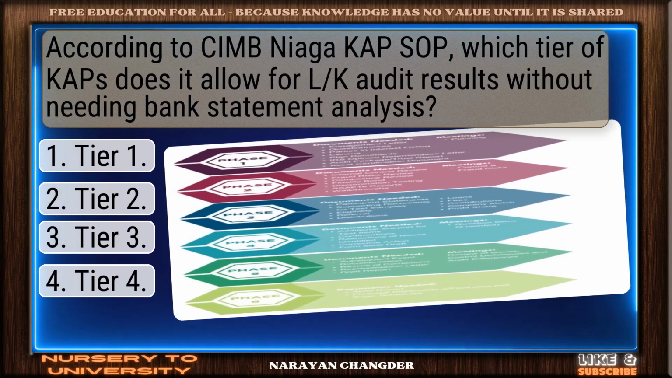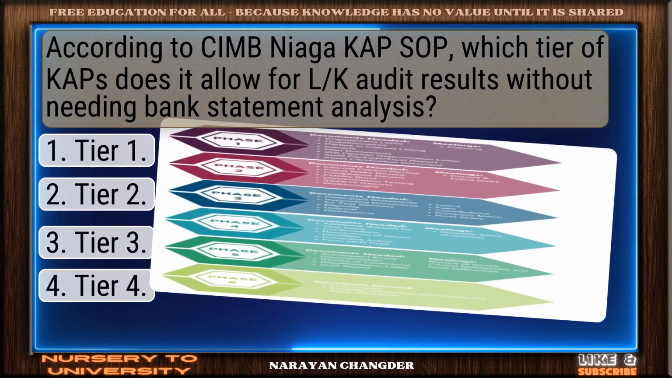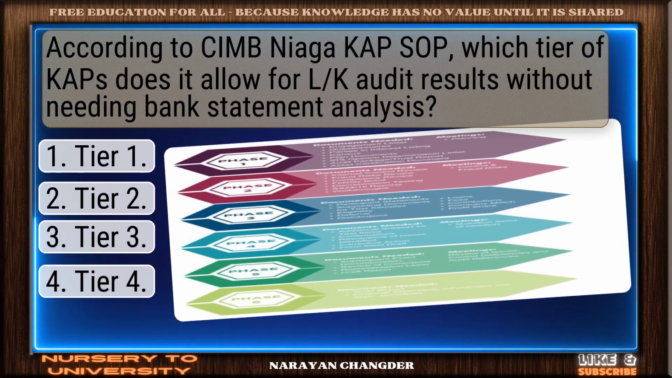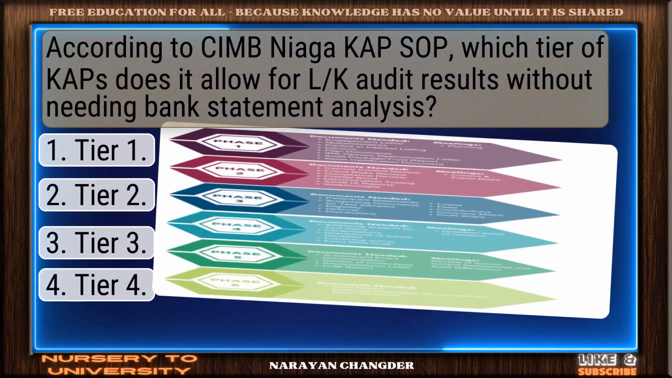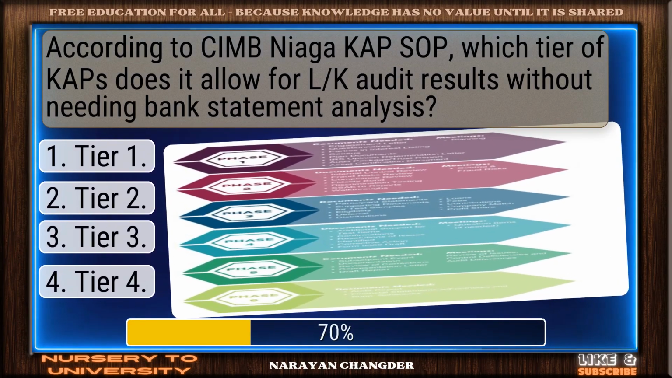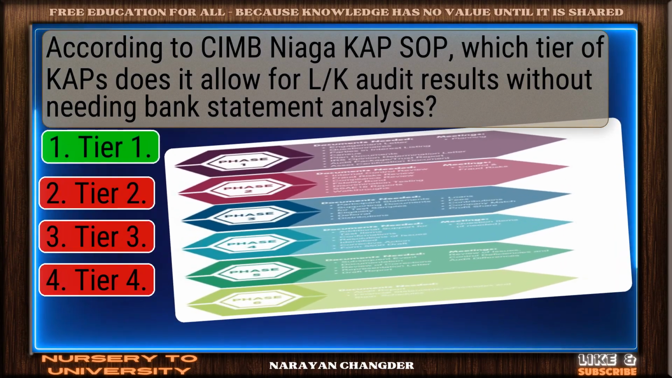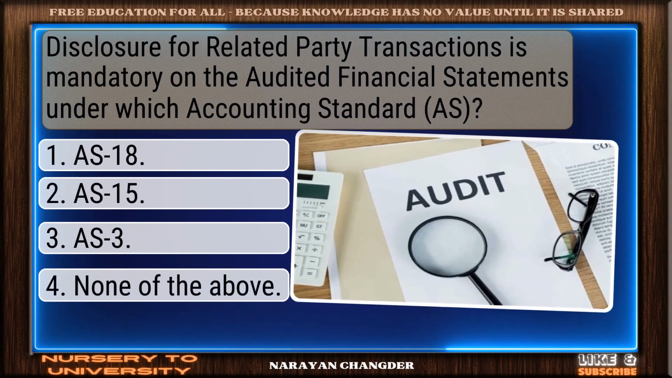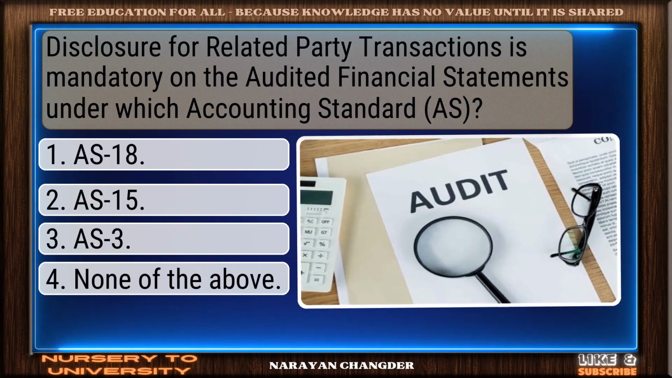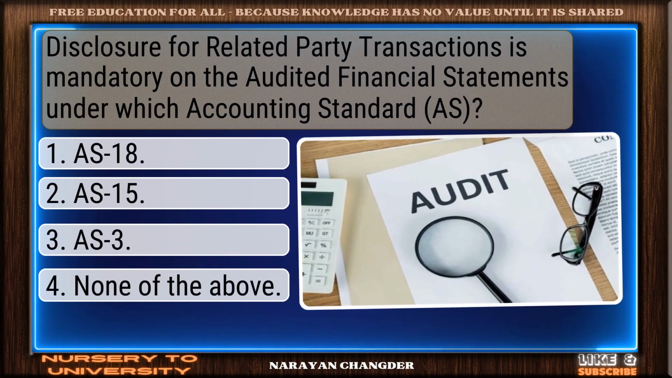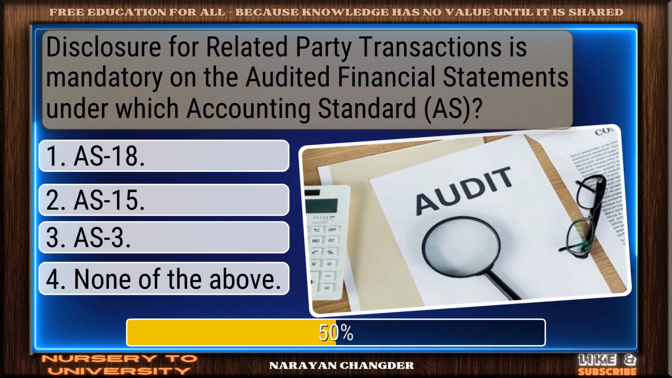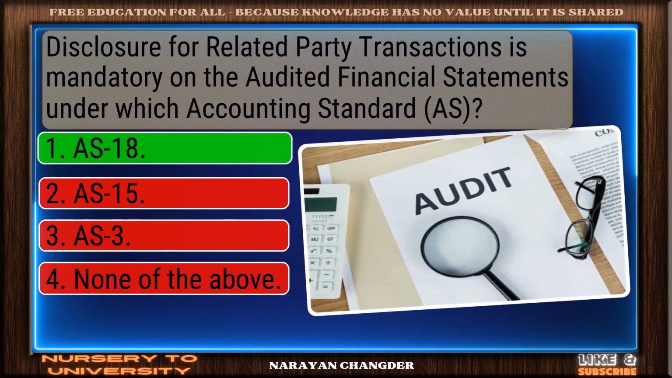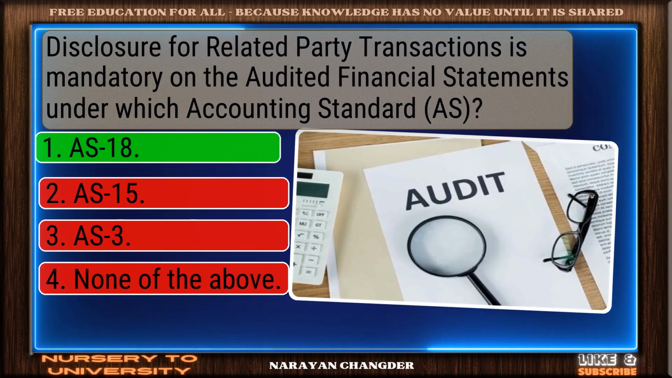According to Simniaga CapSop, which tier of caps does it allow for ALCA audit results without needing bank statement analysis? Valid point. Tier 1 is true. Disclosure for related party transactions is mandatory on the audited financial statements under which accounting standard? Well done, AS 18 is the right choice.